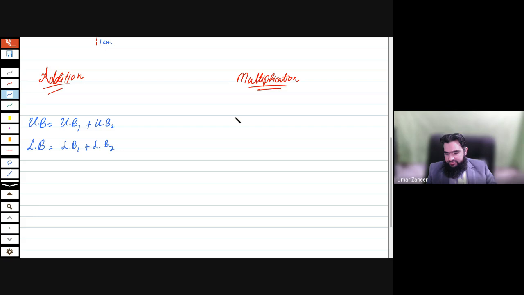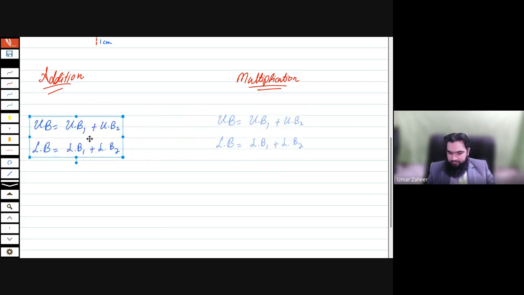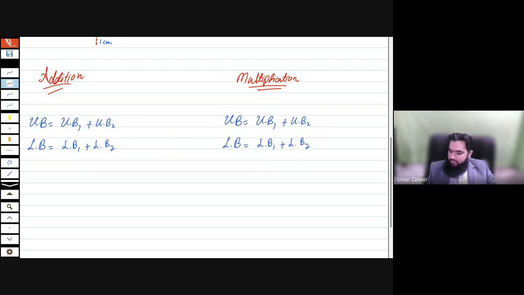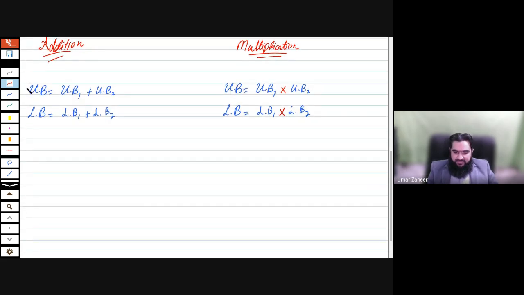The same rule we have to use for multiplication. If you want to find the upper bound of the value, you will take the upper bound of the first value multiplied by the upper bound of the second value, and if you need to find the lower bound, you have to take the lower bound of the first value and the lower bound of the second value. The next case is that addition and multiplication are going to be the same, and the third is division, and the subtraction case is going to be the same.